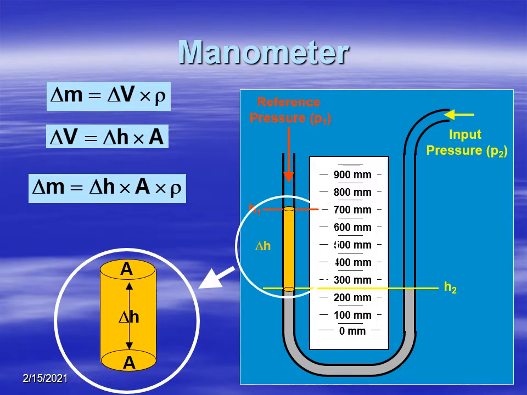If we put that into our equation for mass, now instead of a difference in volume times density, we have a difference in height times area times density. We're going to use this in our equation for the difference in pressure.